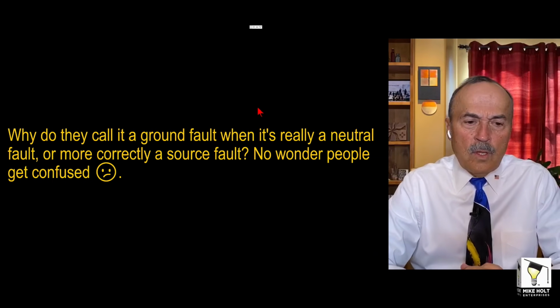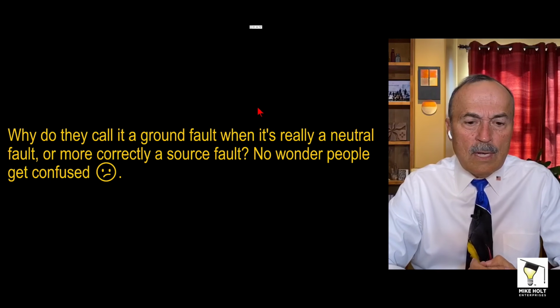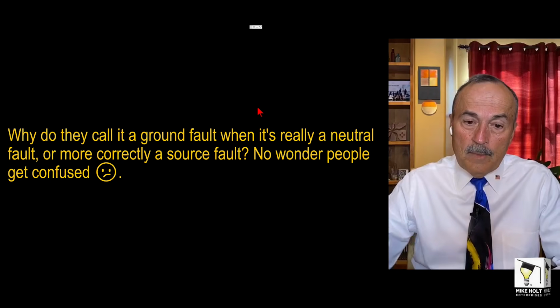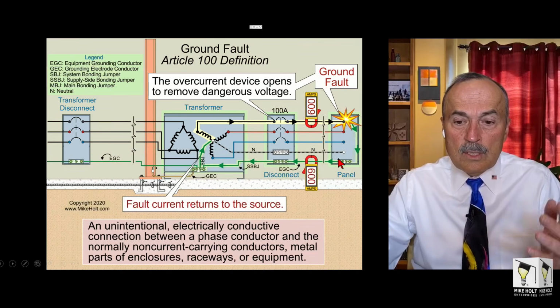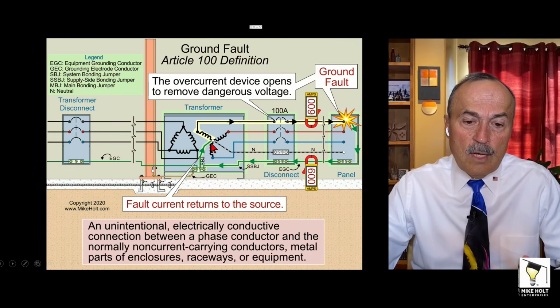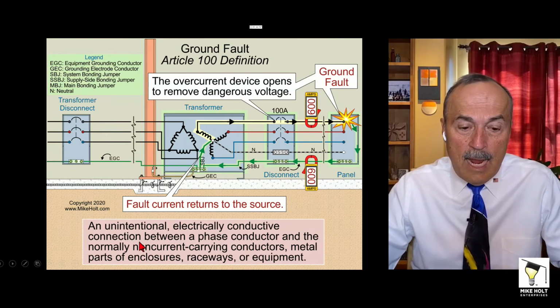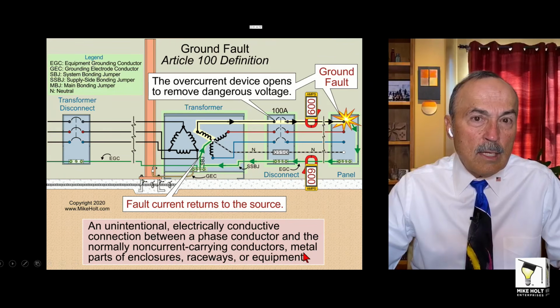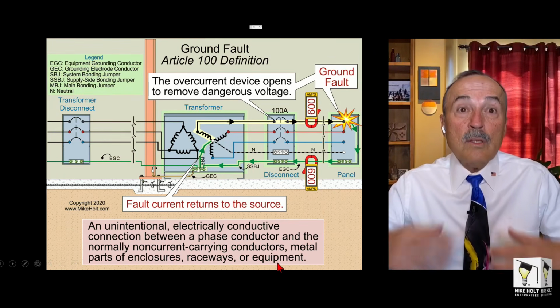Mike, why did they call it a ground fault when it's really a neutral fault, or more correctly, a source fault? No wonder people get confused. Well, Article 100 definitions, we're talking about where electrons leave the source and there's a ground fault and there's an effective ground fault current path and return back to the source. This and the normally non-current-carrying conductors would be like an equipment grounding conductor, metal parts of an enclosure, raceways or equipment. So in other words, they gave it a name.